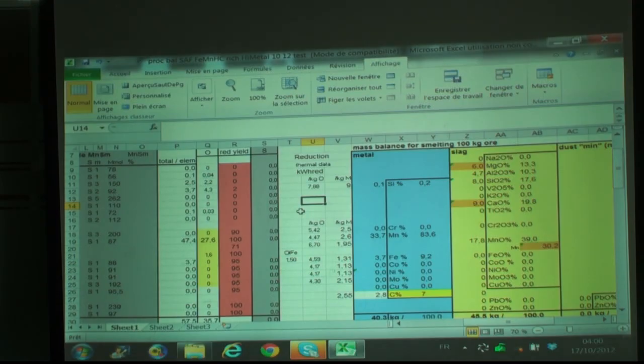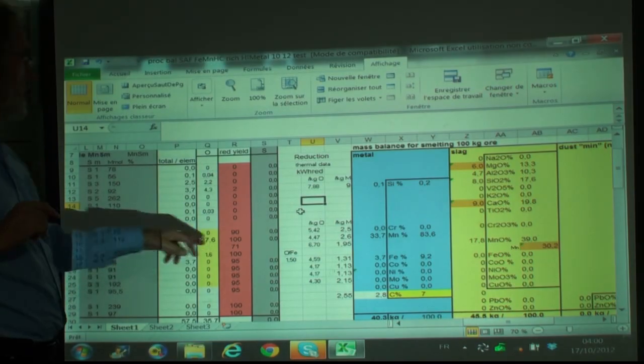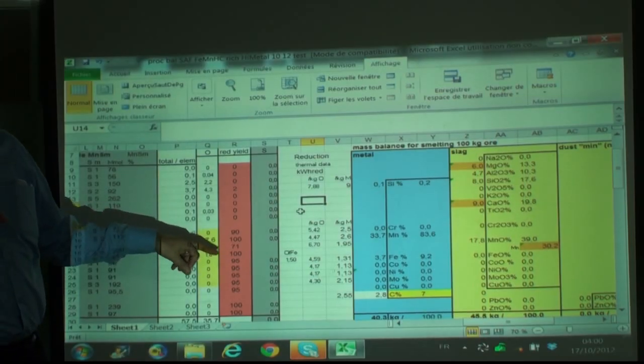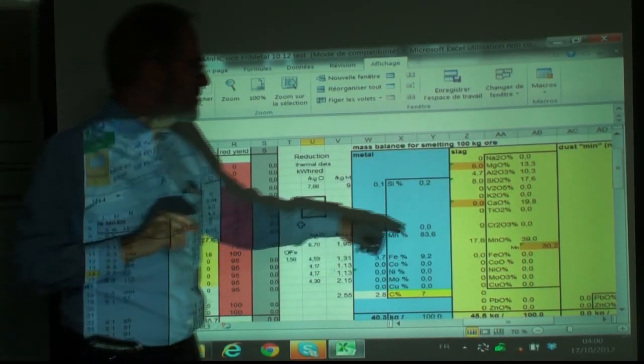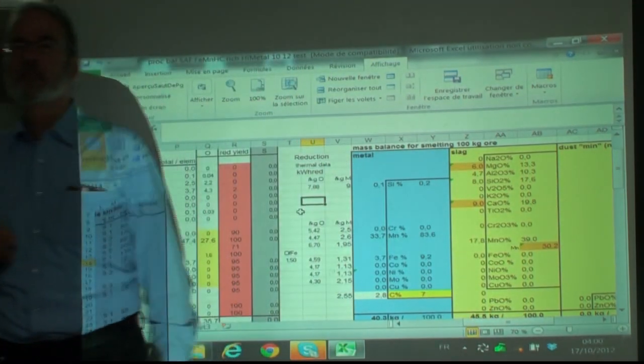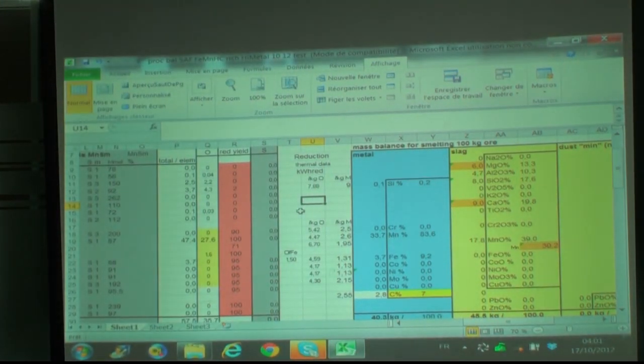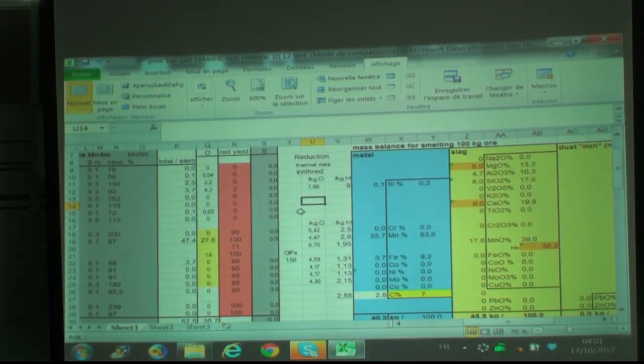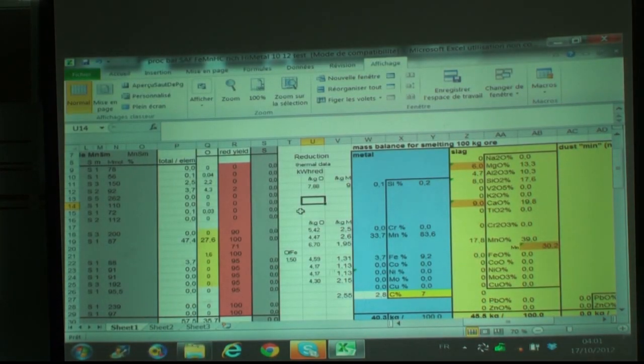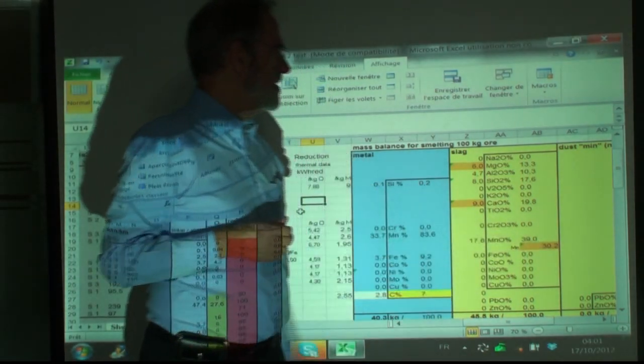How about the manganese reduction yield? The manganese reduction yield here is low, but by purpose, because we want to have 30% manganese in the slag. We don't try to have high manganese yield, except if we have the poor slag process. But here we have the rich slag process. We want to have high manganese percentage in the slag.